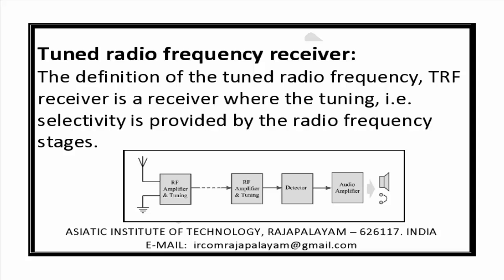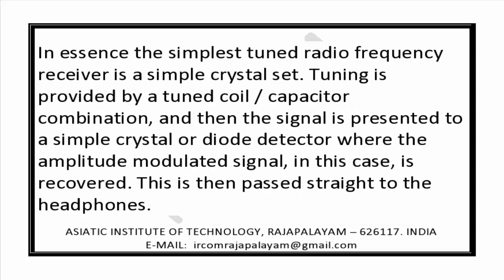In essence, the simplest tuned radio frequency receiver is a simple crystal set. Tuning is provided by a tuning coil and capacitor combination, and then the signal is presented to a simple crystal or diode detector where the amplitude modulated signal, in this case, is recovered. This is then passed straight to the headphones.